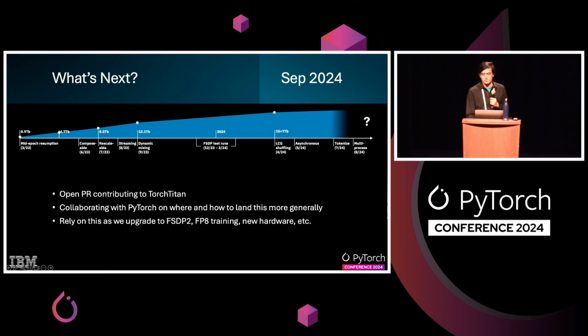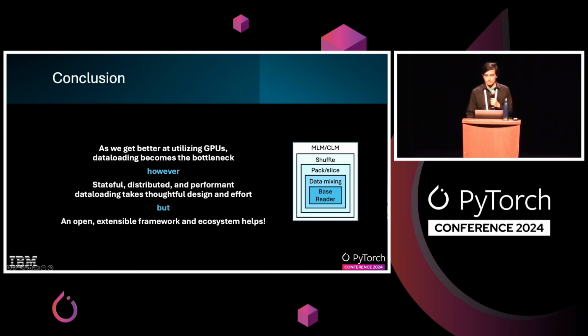And of course, internally, we'll continue to rely on and improve upon our data loader as we upgrade our training pipeline to things like FSDP2, FP8 training, new hardware support, and so on. So in conclusion, the better and better we get at utilizing our GPUs, the more the other bottlenecks begin to matter, not least of which is data loading. Hopefully, we demonstrated that handling the data loader side of the equation takes substantial and thoughtful design and effort.